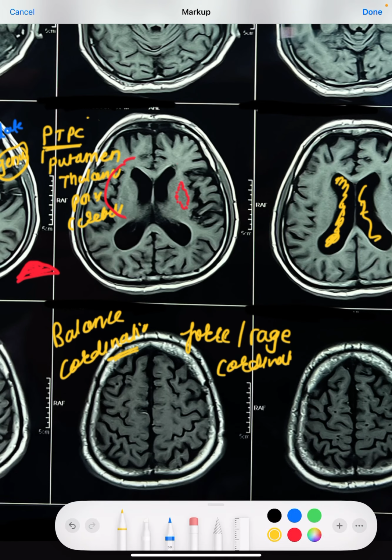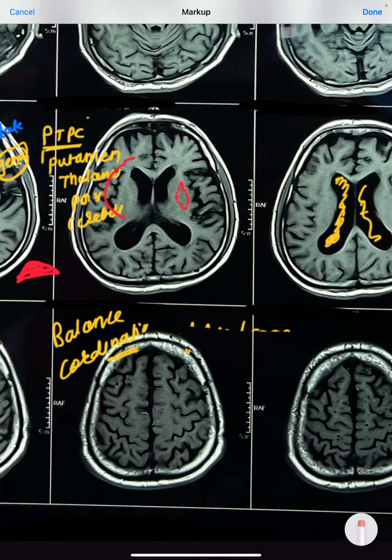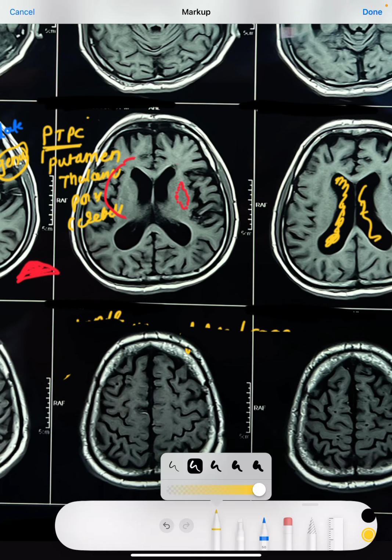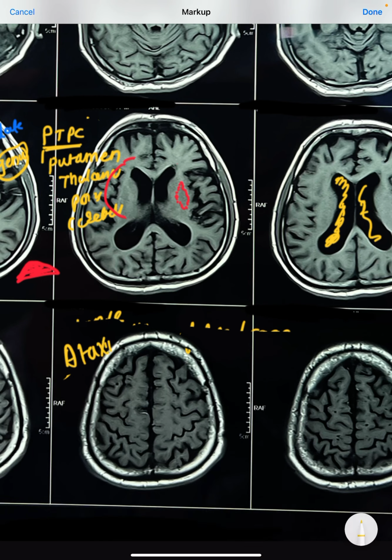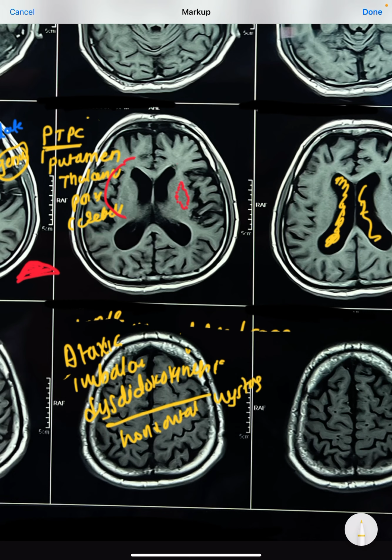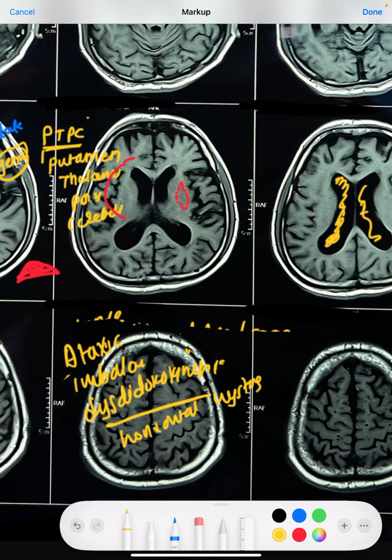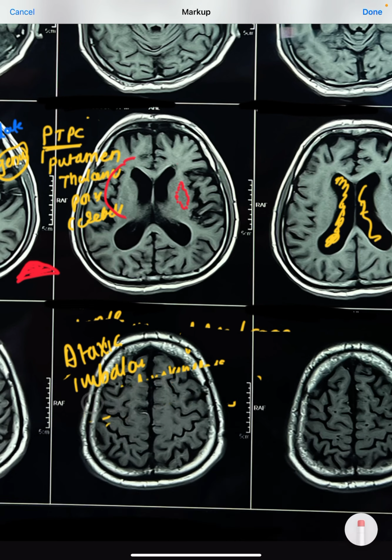So if anyone has involvement of the cerebellum, very commonly patients present with imbalance and ataxia. So presence of ataxia, presence of imbalance, presence of dysdiadochokinesia. These are very typical features of cerebellar involvement. Horizontal nystagmus is one of the very common features of involvement of the cerebellum. So imbalance in coordination, ataxia, dysdiadochokinesia, these are very typical features of involvement of the cerebellum.